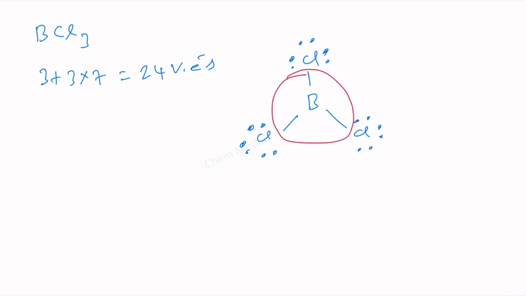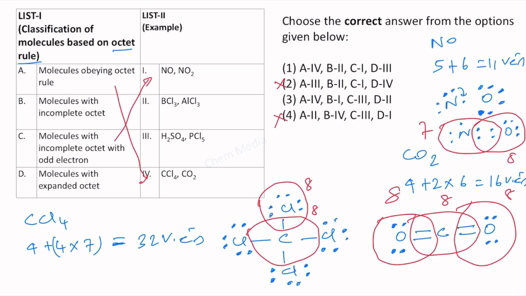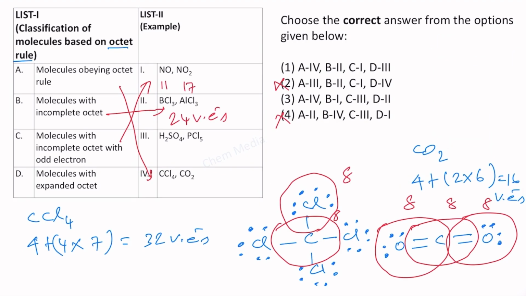So, this does not obey the octet rule. We have 6 electrons around boron, whereas elsewhere we have 8 electrons. Therefore, molecules with the incomplete octet should be BCl3 and AlCl3. Therefore, B should match with 2. This means that option 1 is the correct choice here.